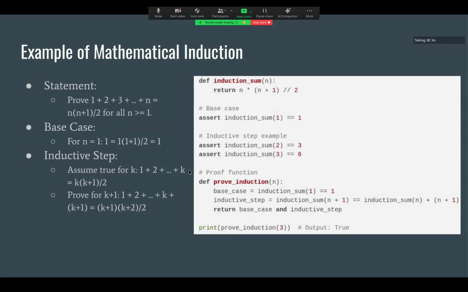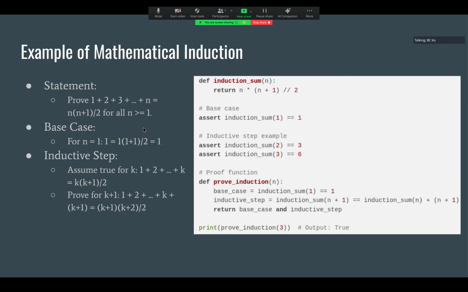Example of mathematical induction. So let's see an example. For this example, we try to prove the formula for the sum of the first n natural numbers. So we are proving that 1 plus 2 plus 3 plus dot dot dot plus n equals n times n plus 1 divided by 2 for all n greater than or equal to 1.